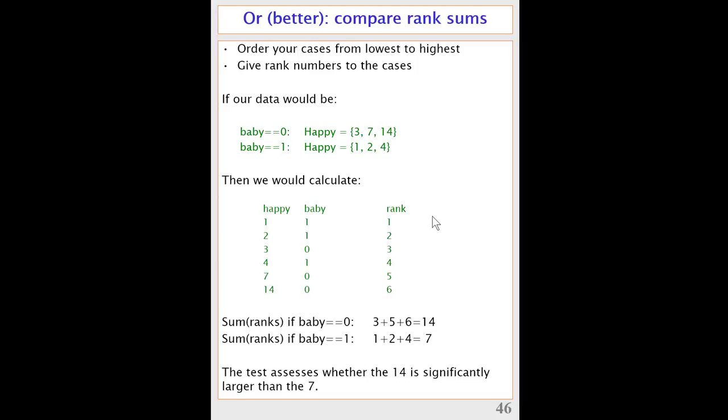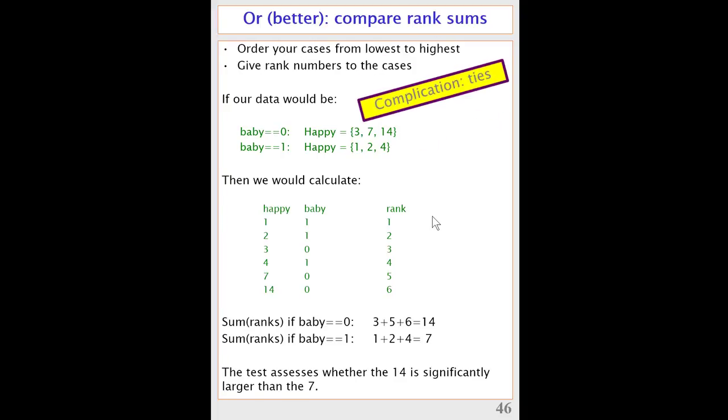Now, if baby equal to 0 or 1 is not related at all to how you score on that happiness variable, you would expect that these 1s and 0s are distributed randomly across the whole data set. And that would mean that if you add up the ranks for the 1s and for the 0s separately, it is likely that you get more or less the same number. So what we would like to have here is a test of whether or not this 14 is really higher than a 7, or that could just be a coincidence. And that is what the rank sum test actually does.